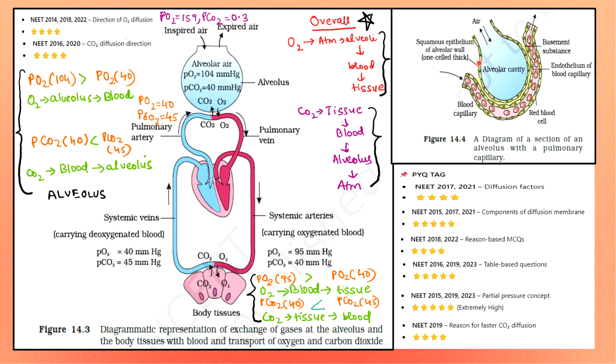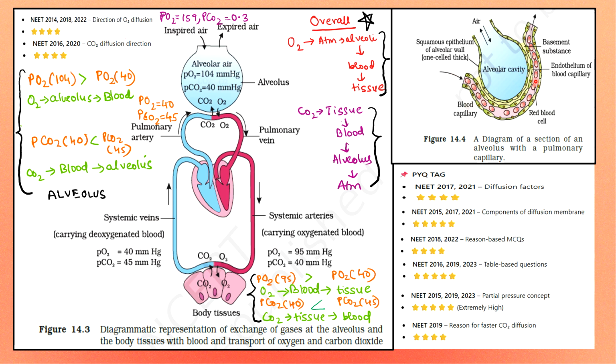See, this is your alveolus. So the oxygen or carbon dioxide has to diffuse through 3 layers. This is the alveolus, this entire thing, this is the capillary. So what are the layers the gases have to cross? The first layer is the squamous epithelium of the alveolar wall, that is 1 cell thick. This is the squamous epithelium of the alveolar wall.